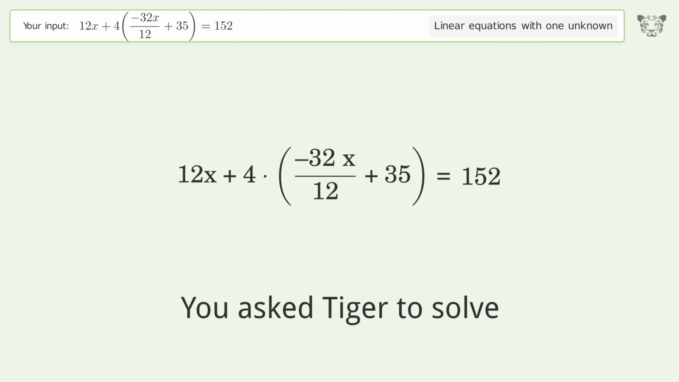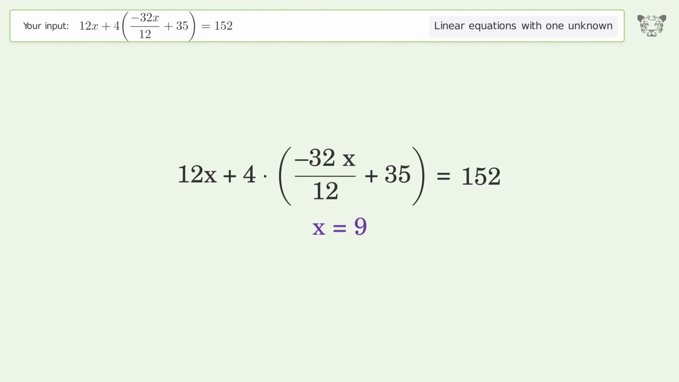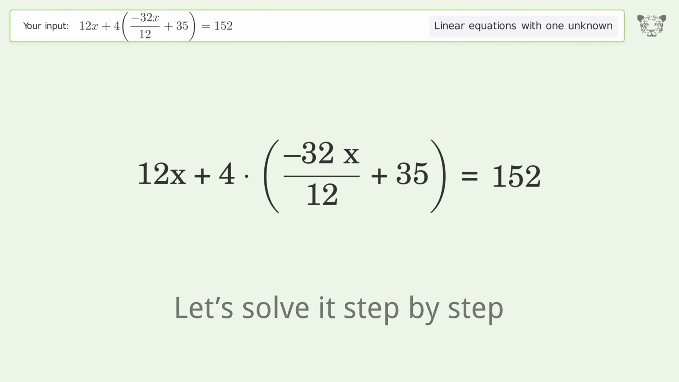You ask Tiger to solve this. It deals with linear equations with one unknown. The final result is x equals 9. Let's solve it step by step.